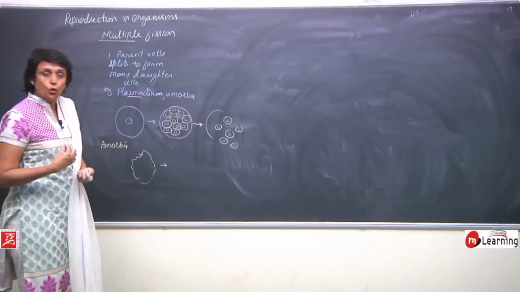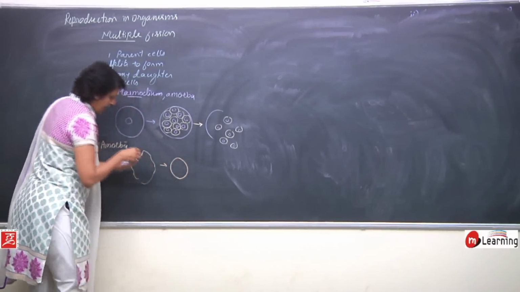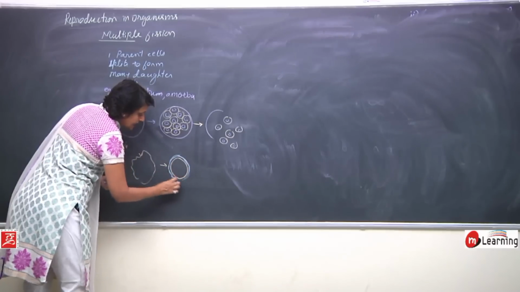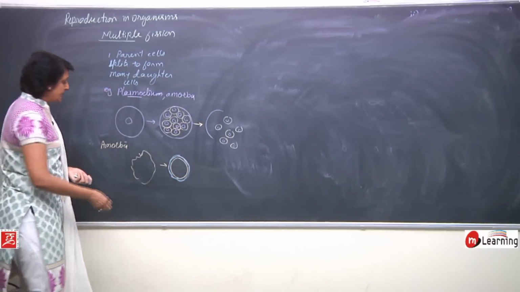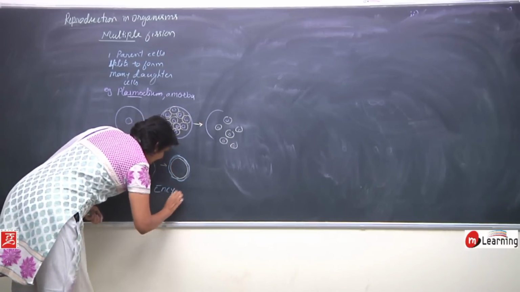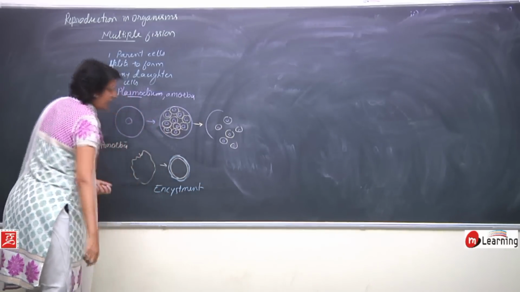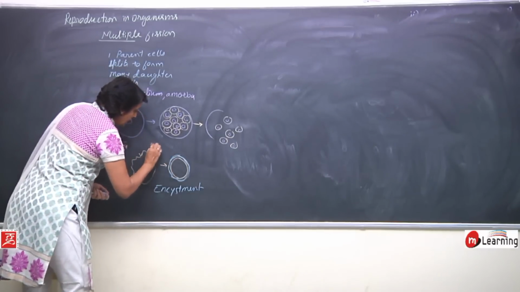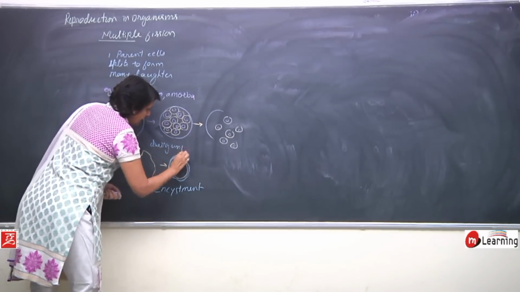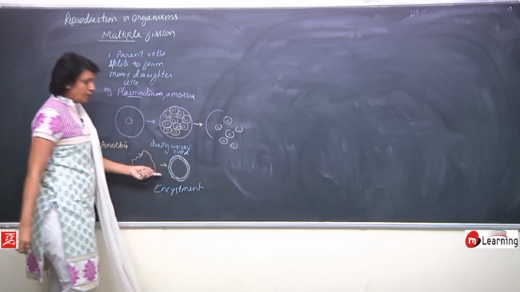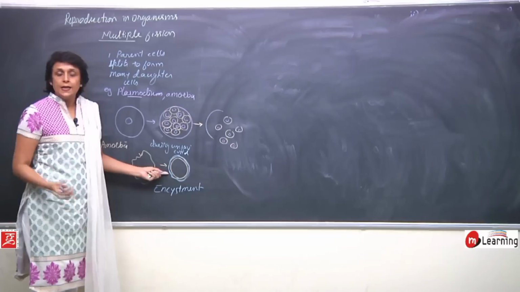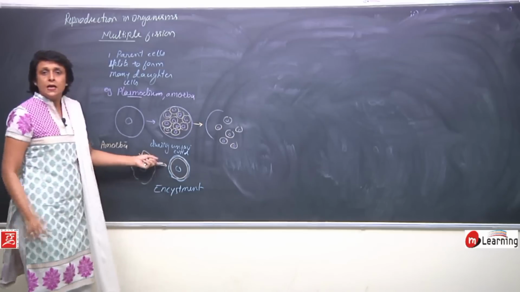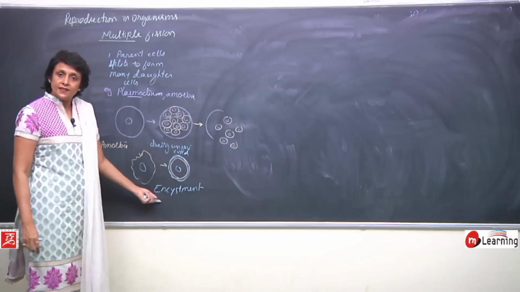it withdraws its pseudopodia, becomes circular and secretes a thick layer around it. This layer is known as cyst, and this process is known as encystment. It remains in this condition throughout the unfavorable condition. So during that time, it secretes a thick cyst around itself. It becomes circular by withdrawing all the pseudopodia, and it has its nucleus as it is. Nothing takes place during this time.